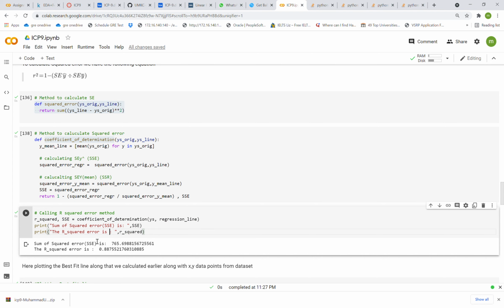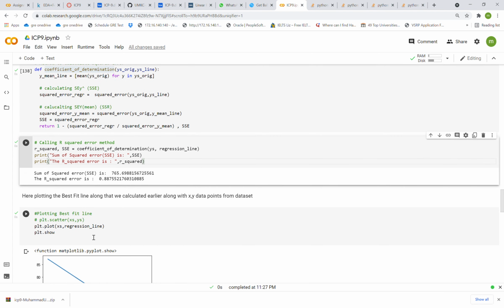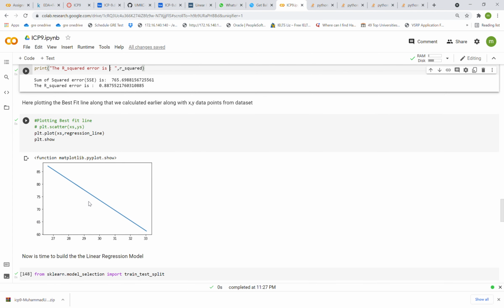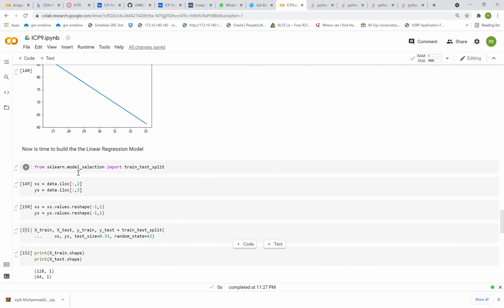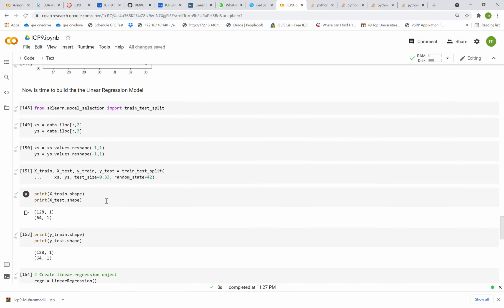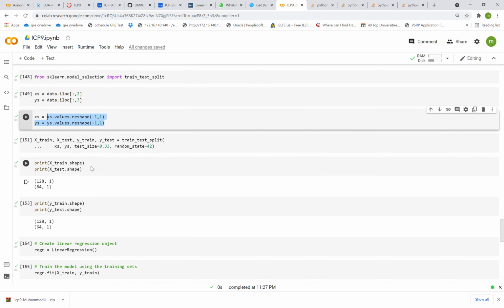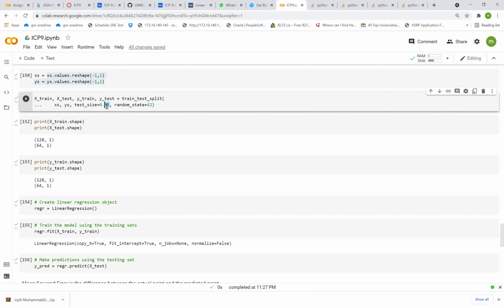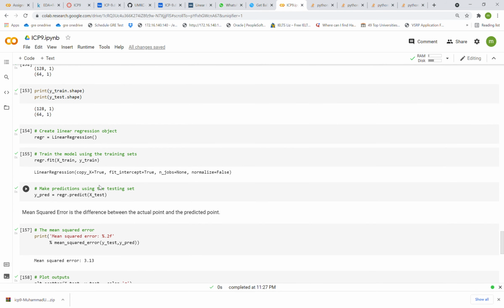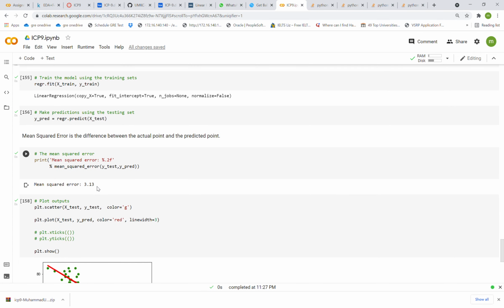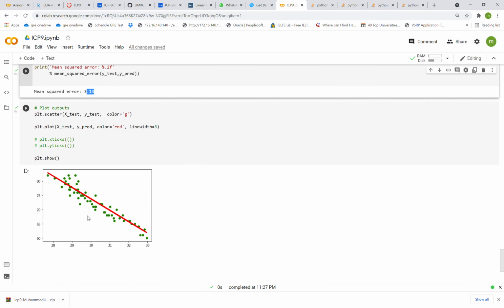and the SSE as well. So the best fit line is shown below, and now it's time to train the model. For the model I was getting some errors, so I had to reshape the data, and now I'm splitting the data with 33% as the testing size. Once I split it, you'll see the best fit line and mean square error. This is our best fit line, and these seem to be inversely proportional.